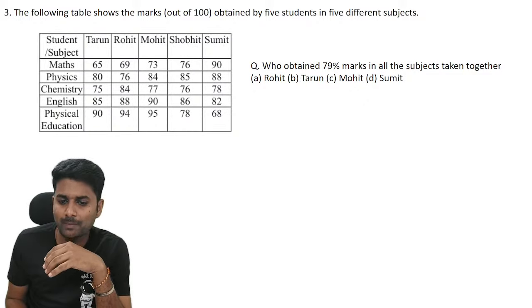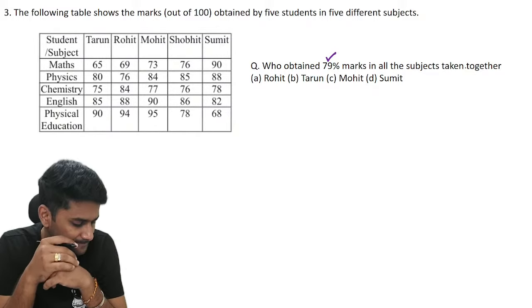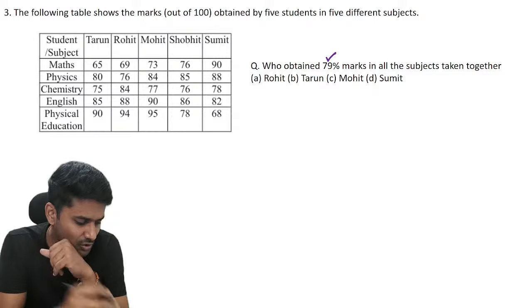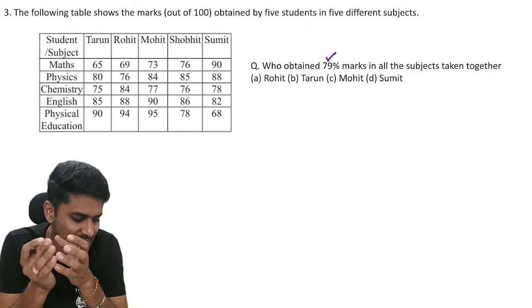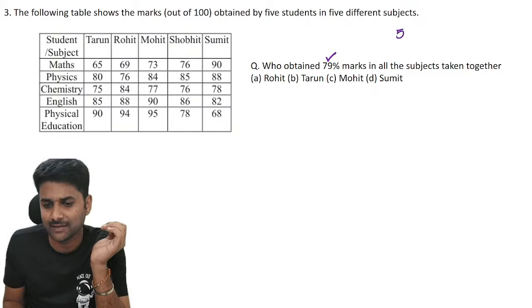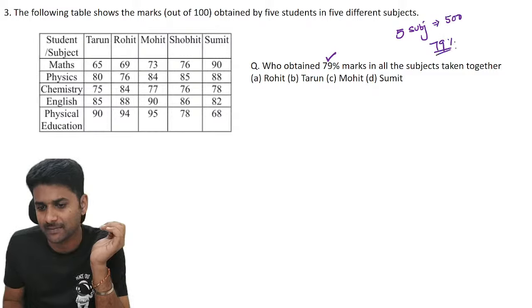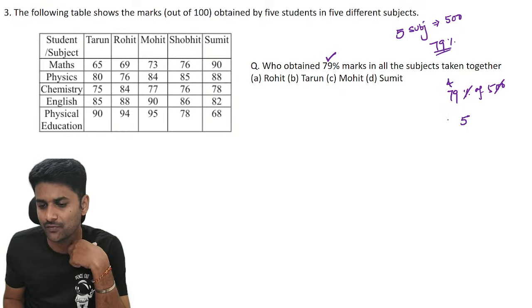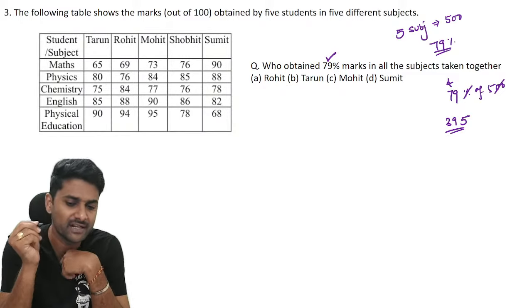Now the question: who obtained 79% of marks, all the subjects taken together? They clearly mention there are 5 subjects, and each subject carries 100 marks. So if each subject carries 100 marks, the maximum total is 500. The person got 79%, which means 79% of 500. Just cancel the zeros. Now 9 into 5 is 45, 4 carry forward, 7 into 5 and the total is 395. That is the total we require.